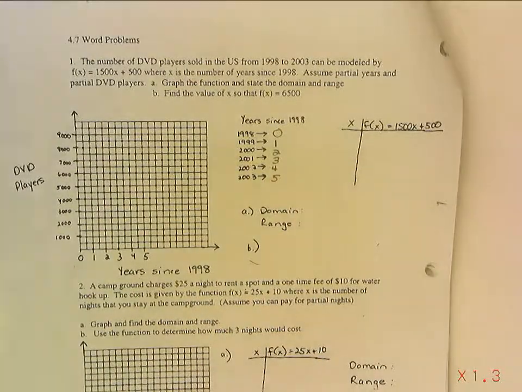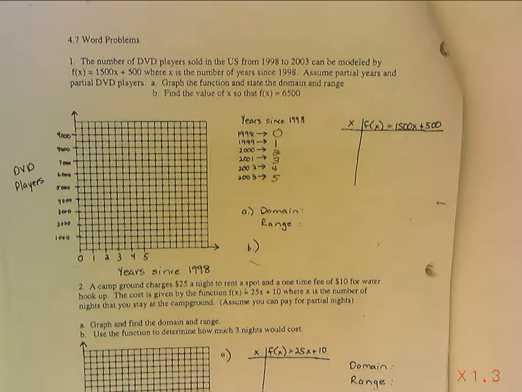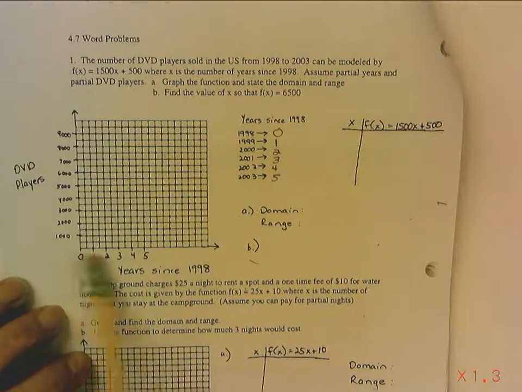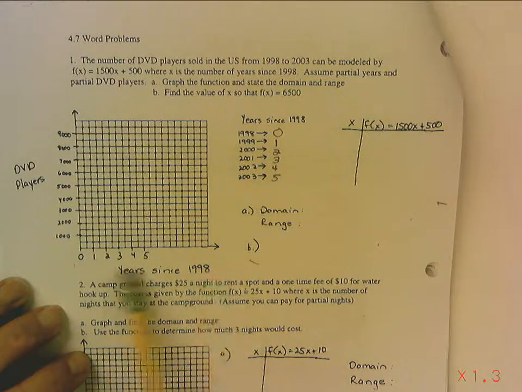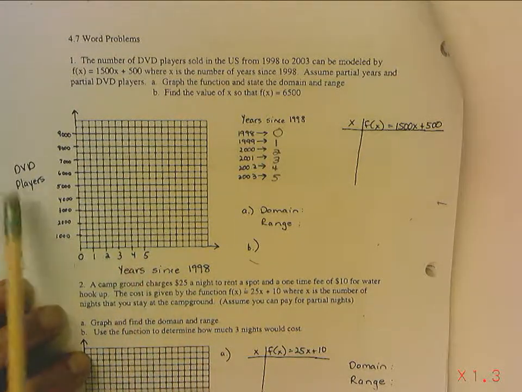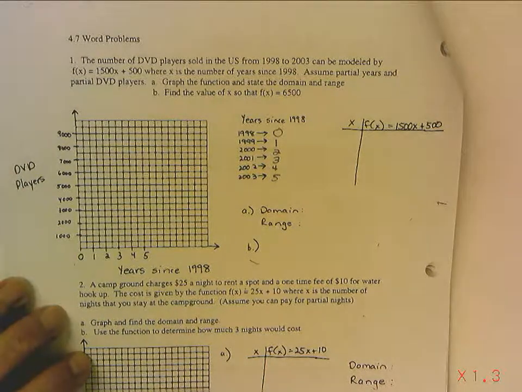2003 is 5 years. So I really recommend making a chart for these. That did not take long at all, and it makes it easier for us to see. So now, this is why I made the increments for years. 1, 2, 3, 4, 5. Years went on the x-axis because time is always the independent variable. DVD players went on the y-axis.